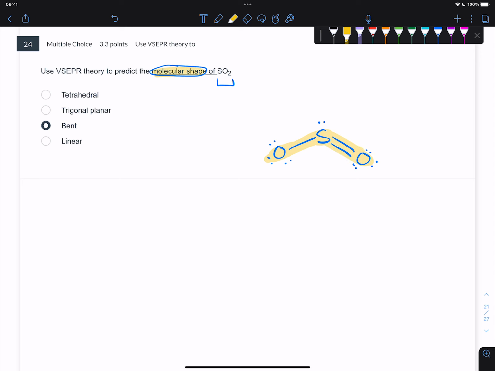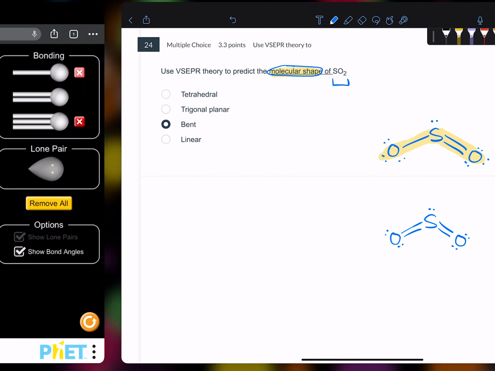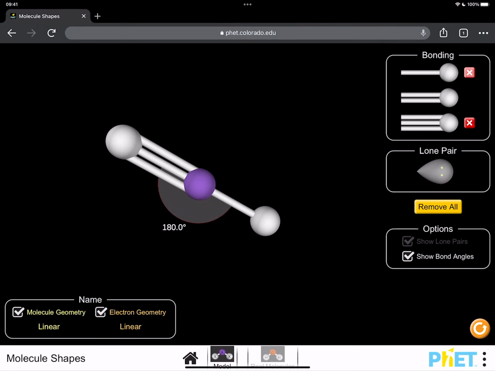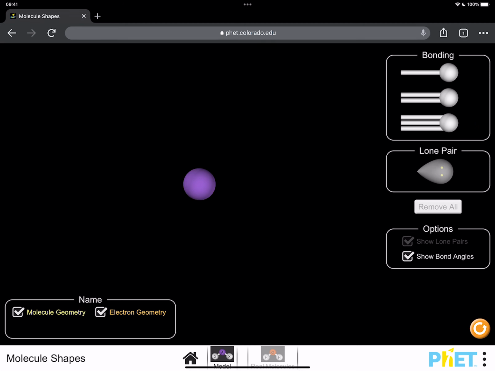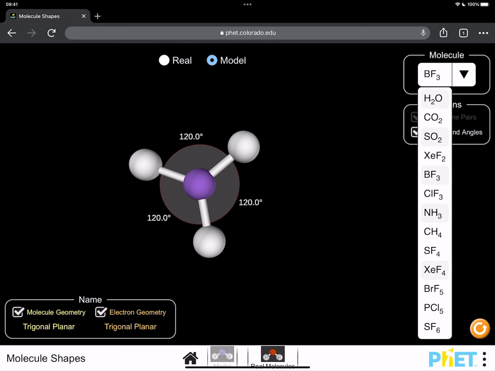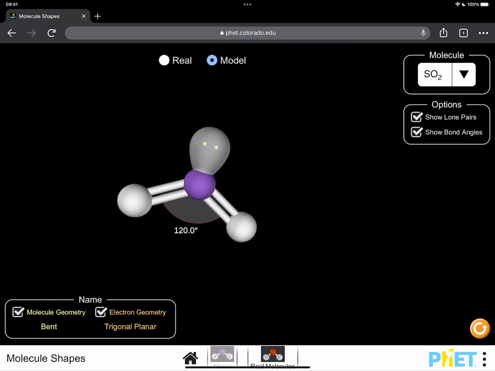So again, SO2, oh, by the way, SO2 could also look like this. This is also acceptable because it gives everything a 0 formal charge. But it still gives you a lone pair on the central atom. So as we saw with this, if we go to real molecules and go to SO2, it's a common example of something that is clearly bent.